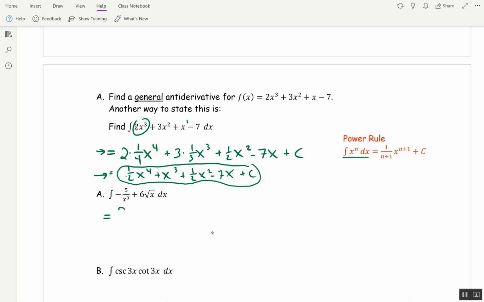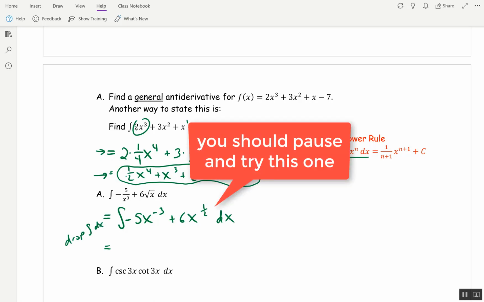So this is equal to, I still need the integral sign because I haven't integrated. So you drop the integral sign when you actually find an antiderivative. So this is negative 5x to the negative 3 plus 6x to the 1/2 dx. That tells the reader I'm just rewriting, I haven't done the integral. Now I'm going to drop the integral sign because I'm going to integrate. So drop the integral, drop the dx, put your answer plus c, okay?